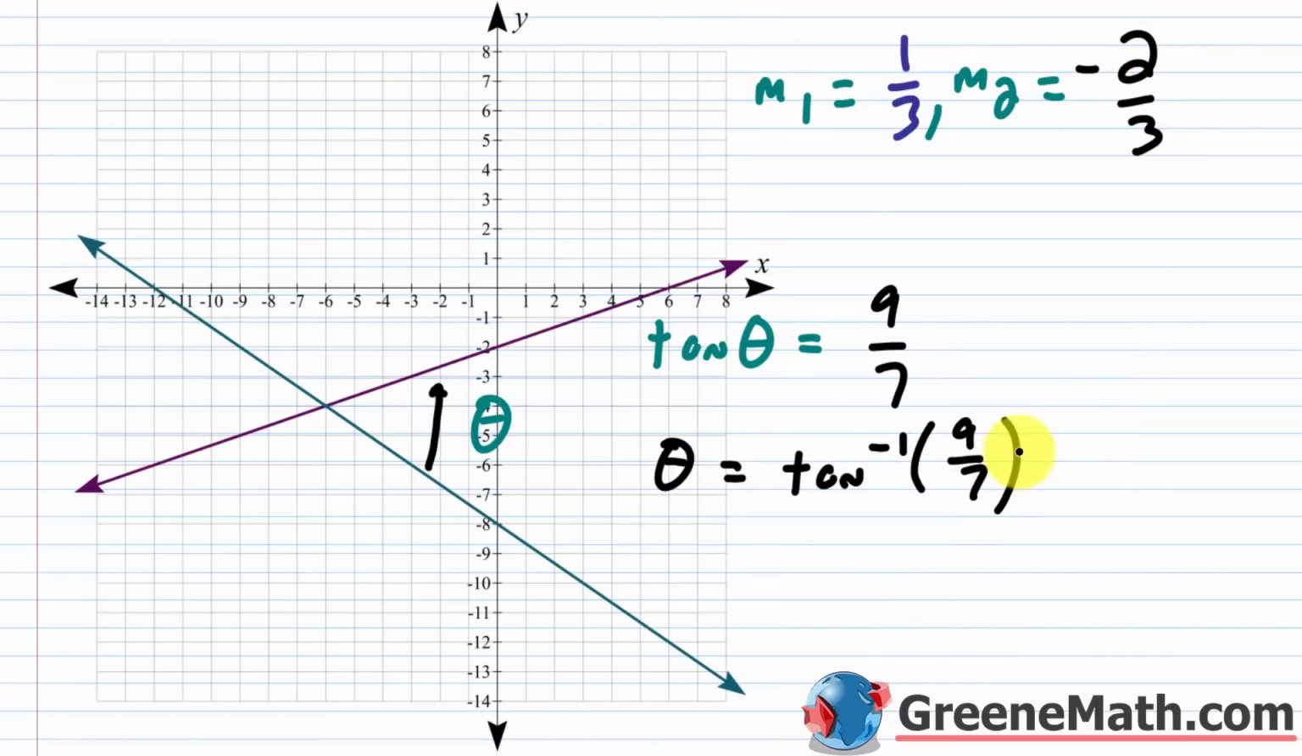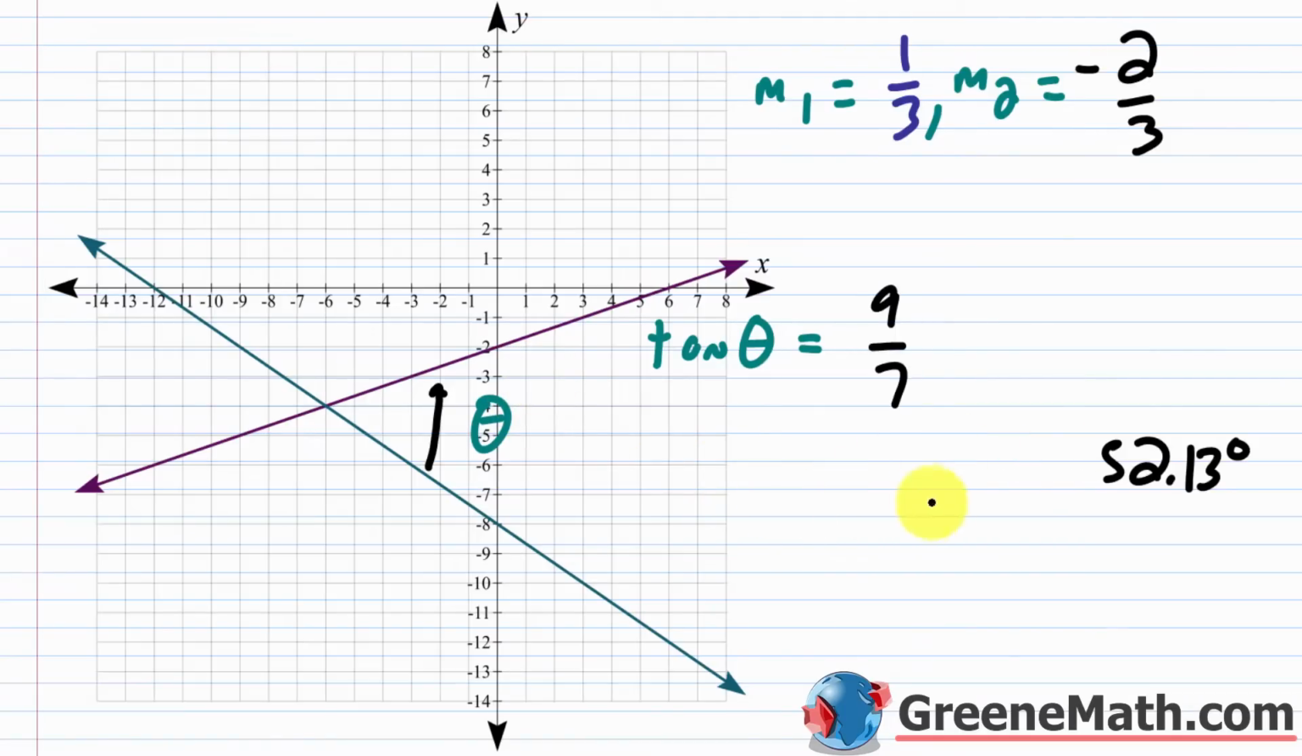We can go ahead and just say that this is approximately 52.13 degrees. So that's going to be over here. Let me actually get rid of this. I'll just slide this over here like this. And I'll say this is approximately 52.13 degrees.